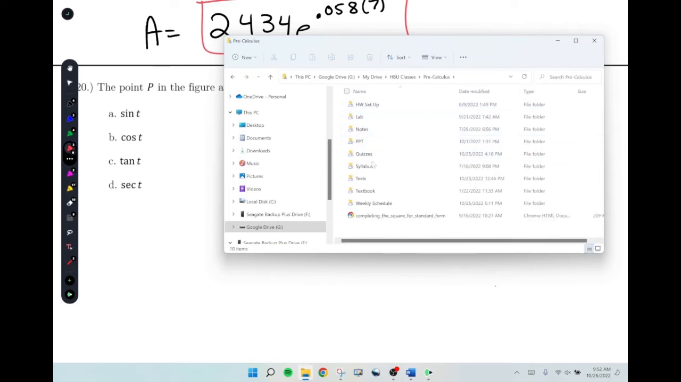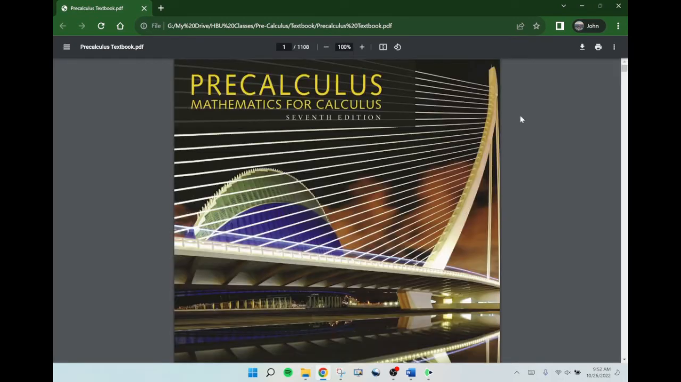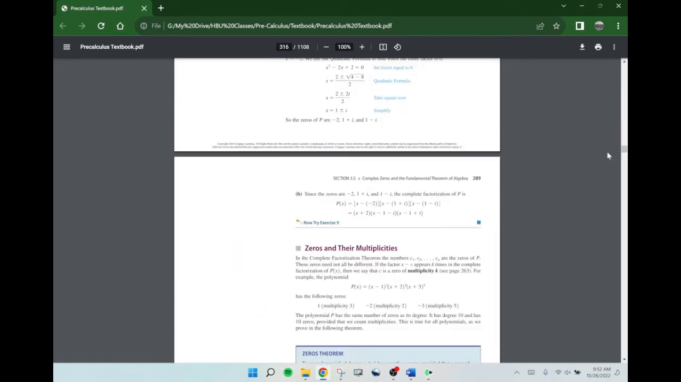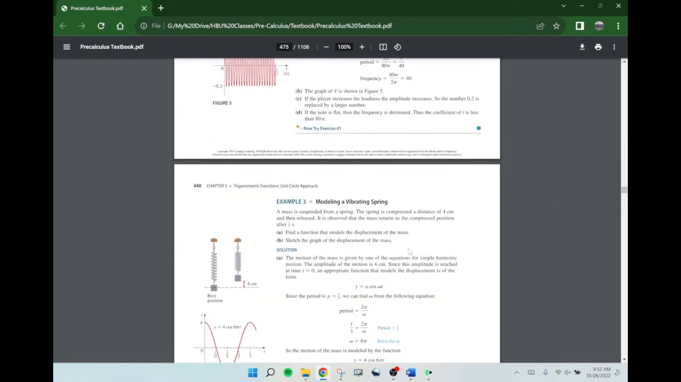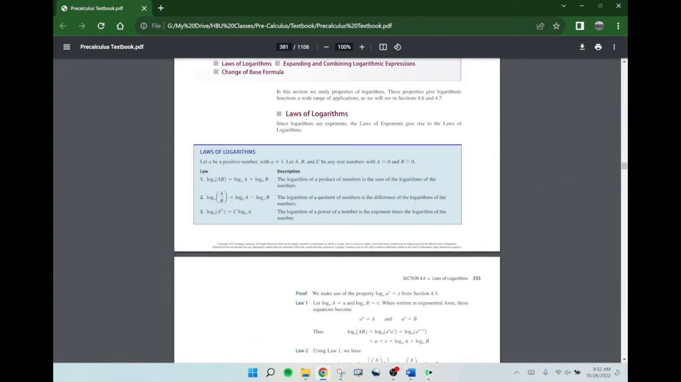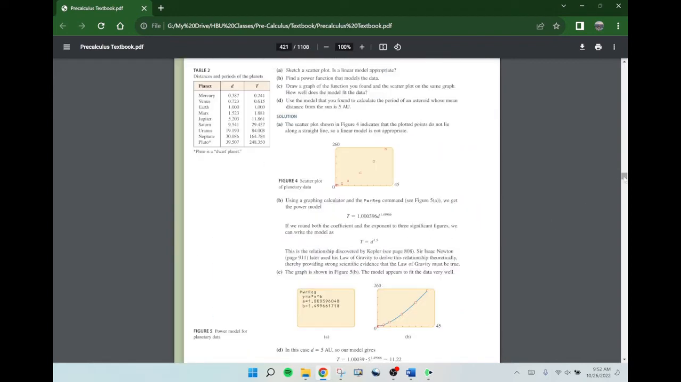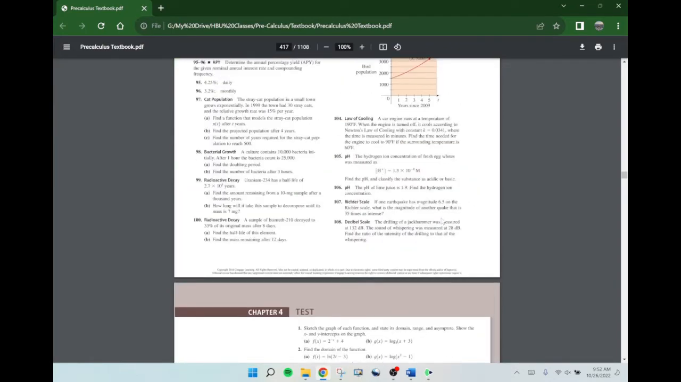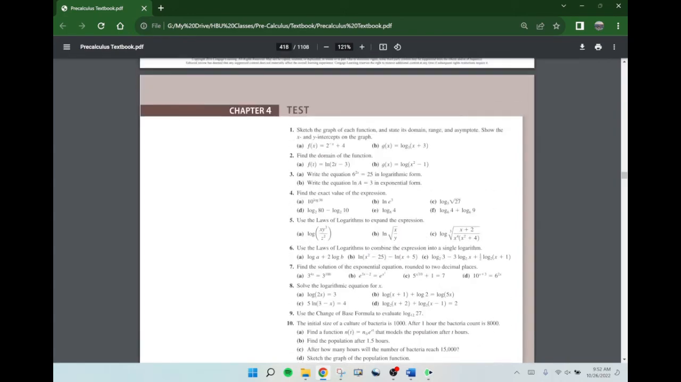HBU pre-cal textbook. Anybody know what unit that was? What unit we did the unit circle in? Thank you, that's so helpful. 5.6? Nope. 4.4, nope. It was 4.6? So here's the chapter 4 test. Do you see a problem that looks like that one?